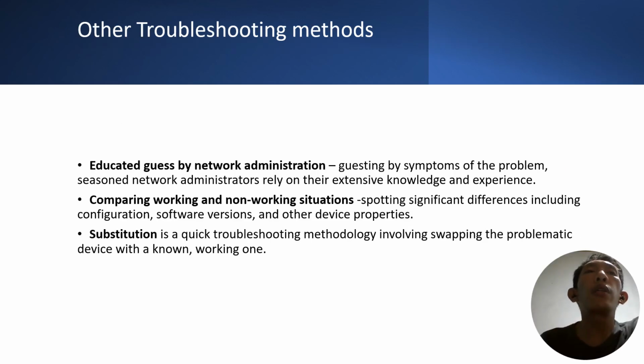Another method is an educated guess by the network administrator. It is guessing based on the symptoms of the problem. Seasoned network administrators rely on their extensive knowledge and experience. Another method is comparing working and non-working situations, spotting the significant differences, including configuration, software version, and other device properties. Another method is substitution. It is a quick troubleshooting methodology involving swapping the problematic device with a known working one.